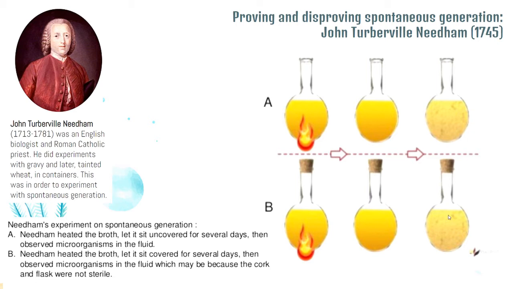Now, the only criticism of Needham's experiment was this. This must be because the cork and the flask were not sterile. They were not sterilized or boiled or cleaned. They were not devoid of contaminants. They might have contaminated the broth inside, bringing in microorganisms which eventually reproduce with the nutritious broth. So this was in support of spontaneous generation, but people were still not fully convinced. There was still a lot of back and forth between scientists in 1745.